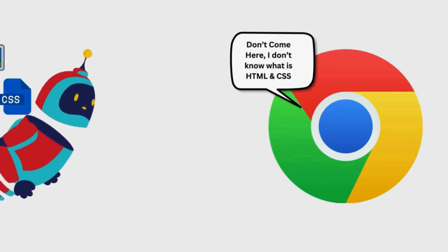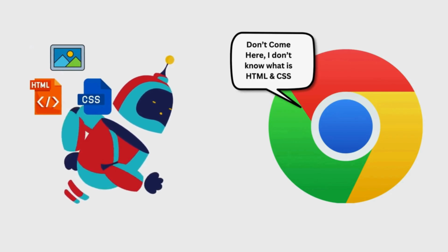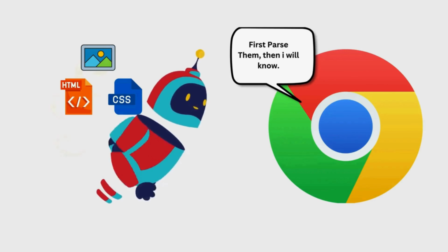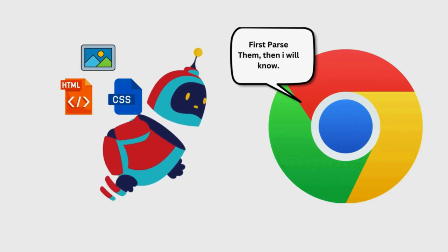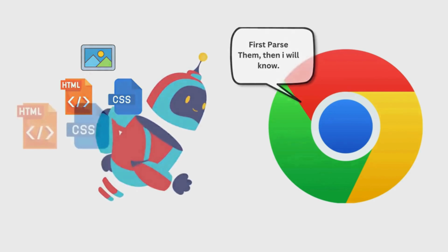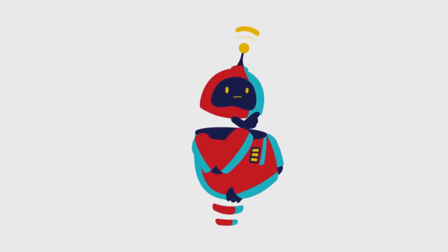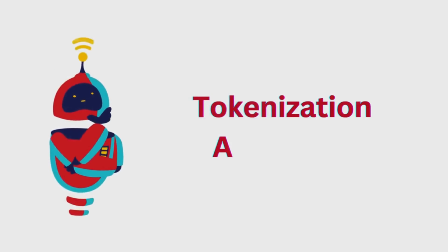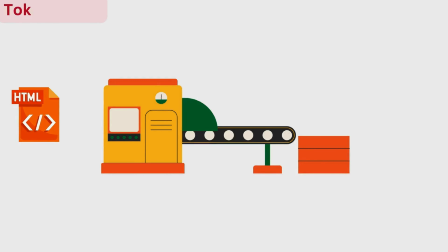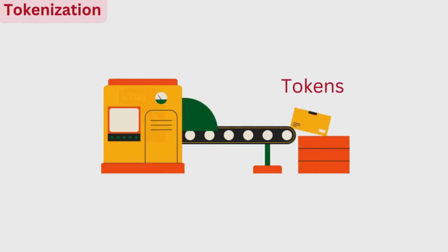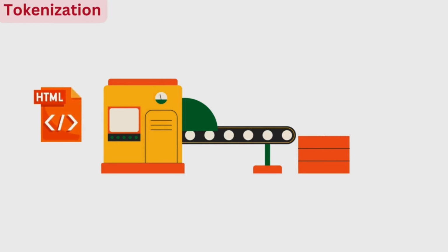Parsing is a crucial step in how the rendering engine processes a web page. The browser doesn't understand HTML and CSS directly. It's like trying to read a language it doesn't speak. So the rendering engine parses them, which means it translates the raw code into something the browser can understand. Now let's talk about how parsing works. The rendering engine starts the process using something called the tokenization algorithm. So this algorithm breaks down the raw HTML into smaller pieces called tokens that the browser can understand.